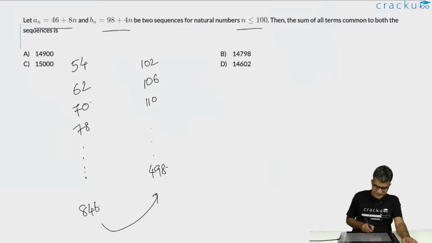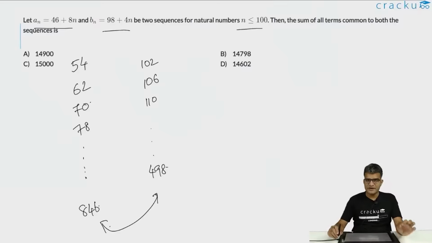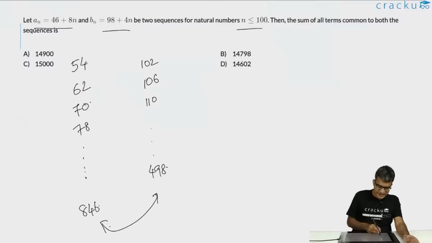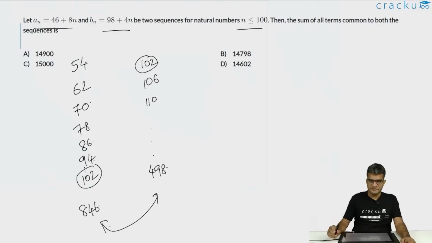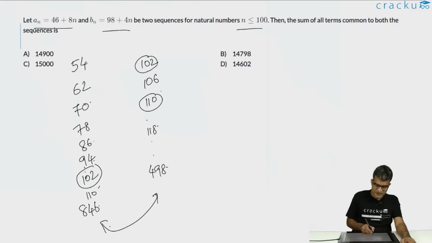If you are looking at the terms which are common to both of them, we have to first look at the first term which is common to both of them. After 78, you are going to get 86, then you will get 94, and finally you will get 102. So this 102 is the first term which is common to both of them. After 102 over here, you are going to get 110. This also will be common. Then you will have 118, which will be common. Then you will have 126, which is common, and so on.